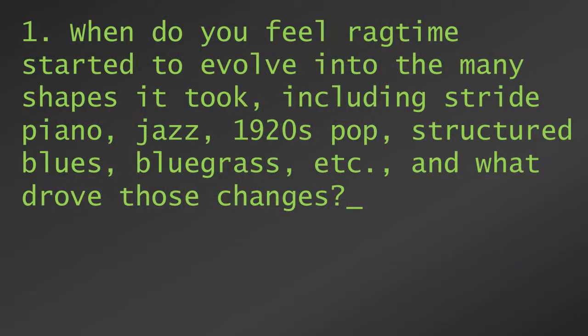So now, for my panelists, my first question: when do you feel ragtime started to evolve into the many shapes it took, including stride piano, jazz, 1920s pop, structured blues? By that I mean there were a lot of loose blues in the 1890s, 1900s, and when you get into the swing era, which of course is 1930s, blues were very structured by then with 12 bars. Bluegrass, of course, picked up ragtime, and what drove all of these changes? Why don't we start with you, do the traditional jazz. That's a big question, Bill.